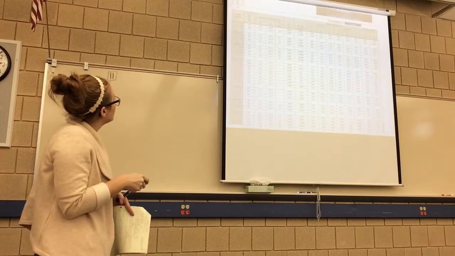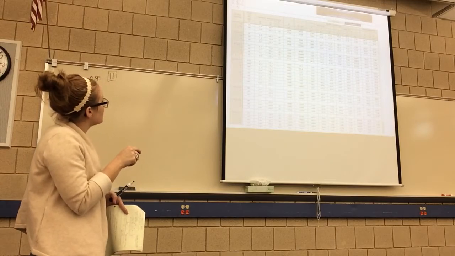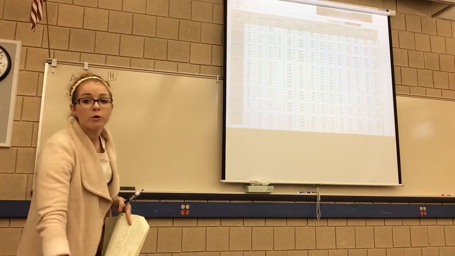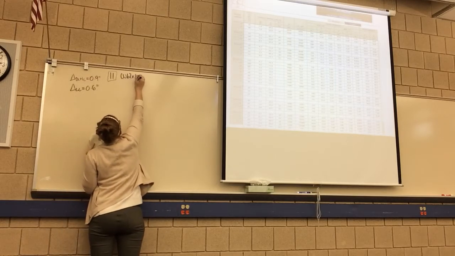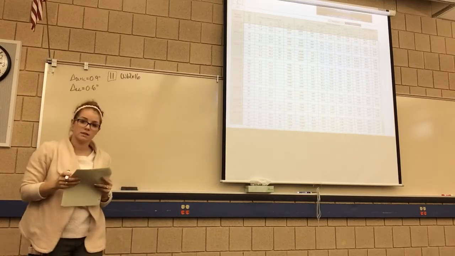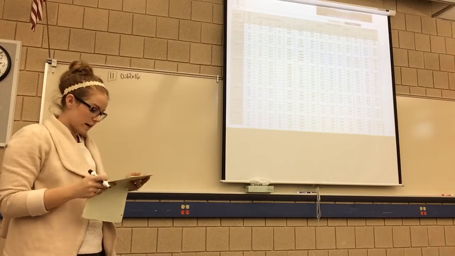So I'm going to go to my beam table, and the next one higher, I'm going to try W12 by 16. So I'm going to see if that meets my deflection constraints.